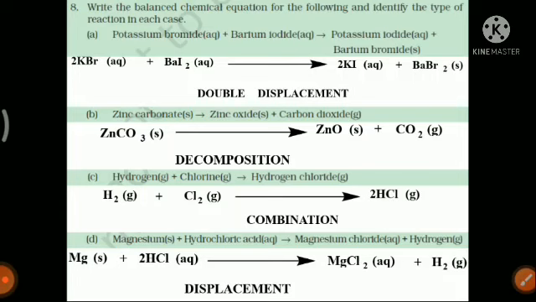Okay, now D, magnesium and hydrochloric acid. We are getting magnesium chloride and hydrogen gas. Okay, so this is a displacement reaction because magnesium, which is more reactive than hydrogen, is displacing hydrogen from hydrogen chloride to form magnesium chloride. Okay, so there is a displacement reaction in which magnesium, which is more reactive, is displacing the hydrogen.